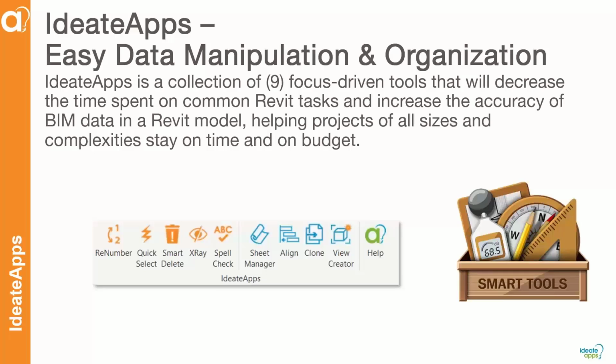You'll notice that on the menu bar there are 5 tools in orange: the renumber, quick select, smart delete, X-ray, and spell check. I'm going to talk about those first, then we're going to take a break and I'll answer some questions. Then we're going to talk about the blue tools, which are the sheet manager, the align, the clone, and the view creator. Those are all a collection of our sheet and view tools, so that's why we've organized them in a different color.